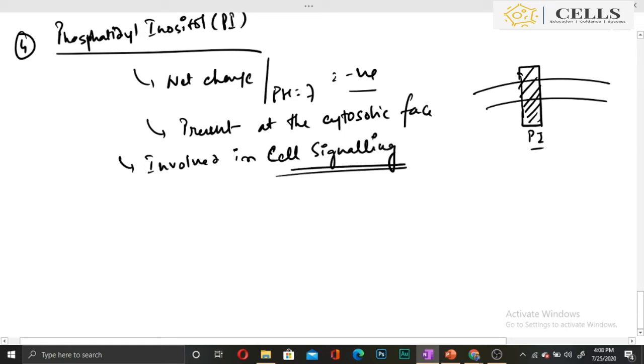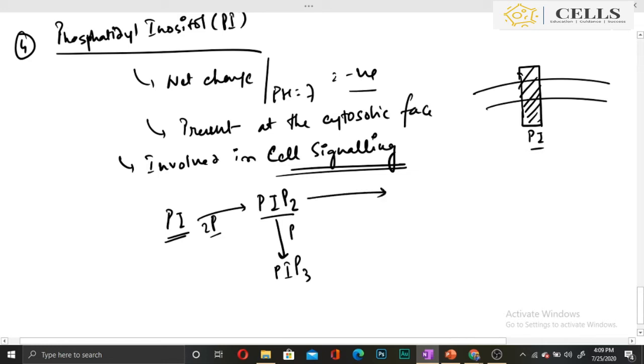How? From this phosphatidyl inositol, if we add 2-phosphate, we get PIP2. And if you add another phosphate, you will get PIP3. Now PIP2 can be degraded, it can be differentiated into two forms like DAG.